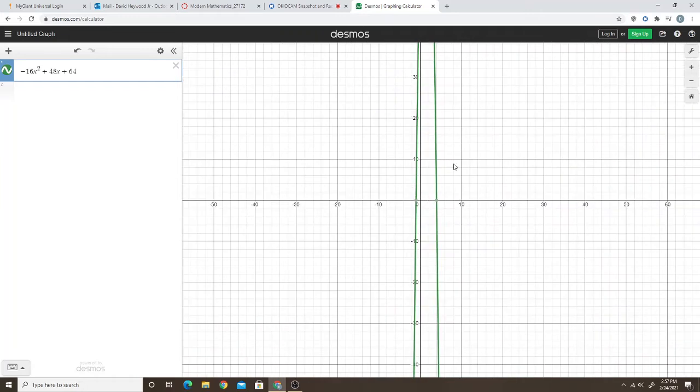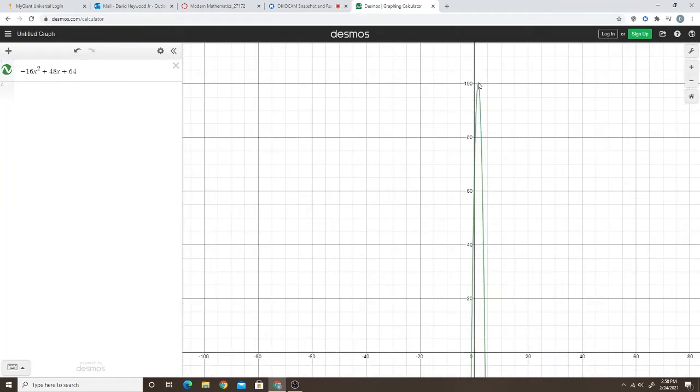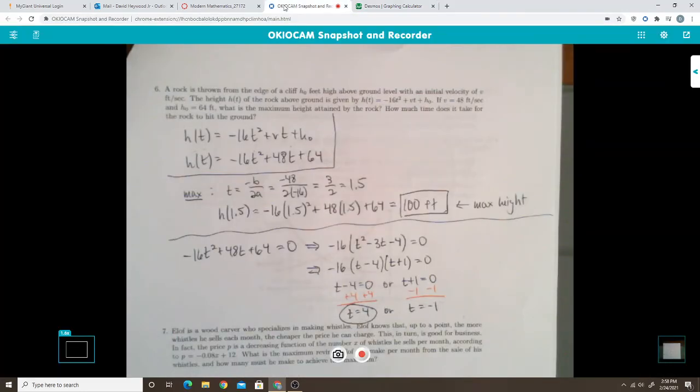If we want to know the maximum value, it's 100, right? Just like we came up with on our own. Okay, so you can do these things in Desmos as well.